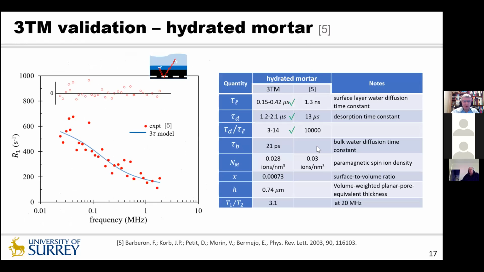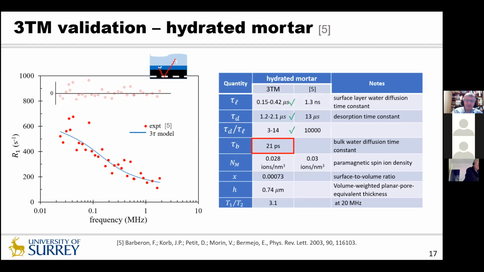Okay, we got a selection of green ticks now. We're happy with these set of time constants. Are we also happy with the bulk diffusion time constant tau B? Yes, we are. We get a value of 21 picoseconds here. Well, we find generally that this constant comes out from the fit somewhere between 10 and 25 picoseconds, typically.